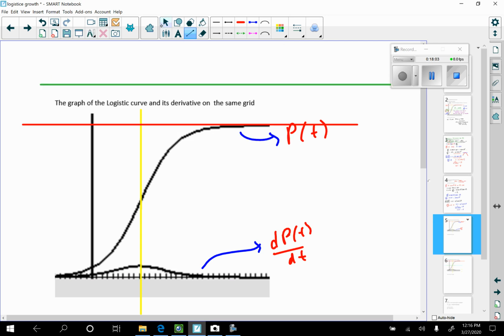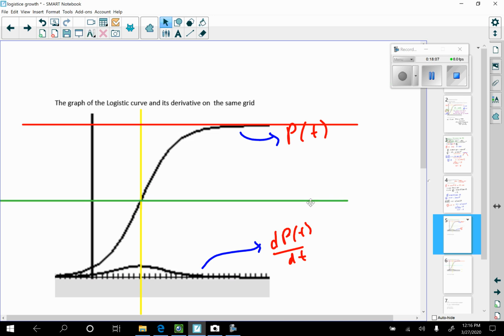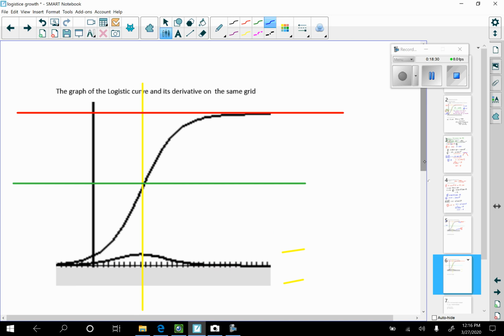No pun intended. So right there at that intersection, this point right here is 1,000, and this output is 500. And this is right here where the derivative is a maximum, because the second derivative is 0 there. Alrighty, so you might need to pause and think about what's going on here.